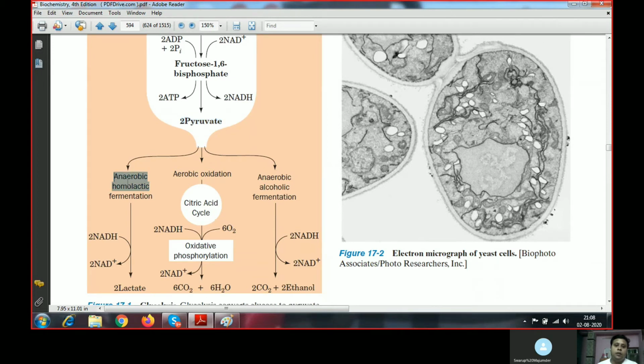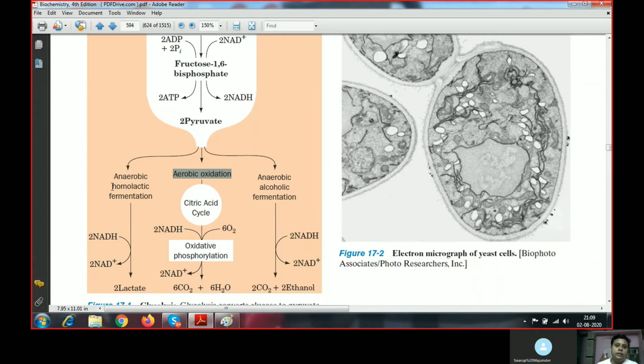The left one side, that is anaerobic homolactic fermentation. The absolute right one, that is anaerobic alcoholic fermentation. And there is another pathway that is called aerobic oxidation, which occurs exclusively in aerobic cells like us or like aerobic bacteria. So there are two anaerobic fates of pyruvate.